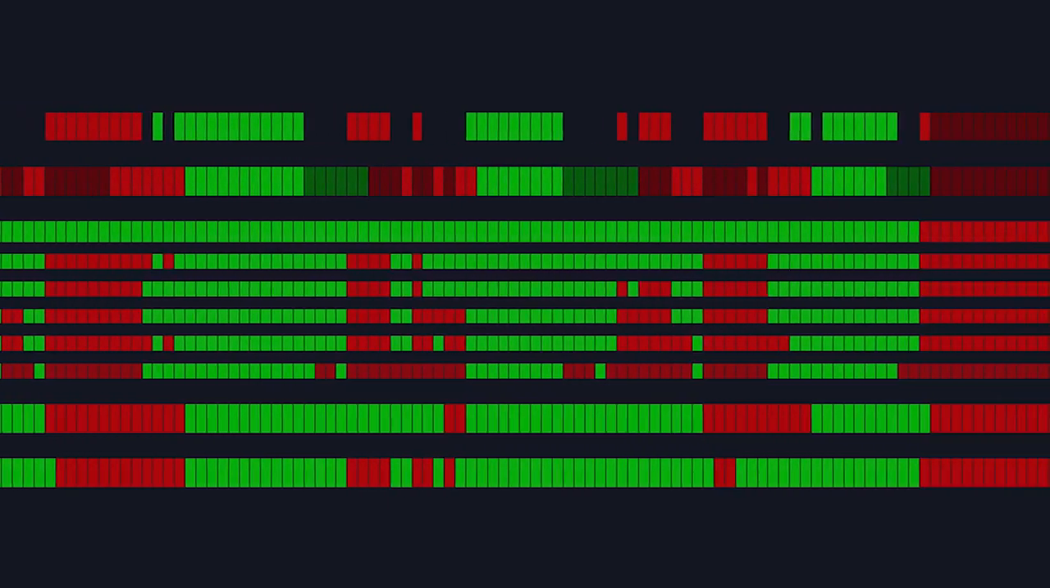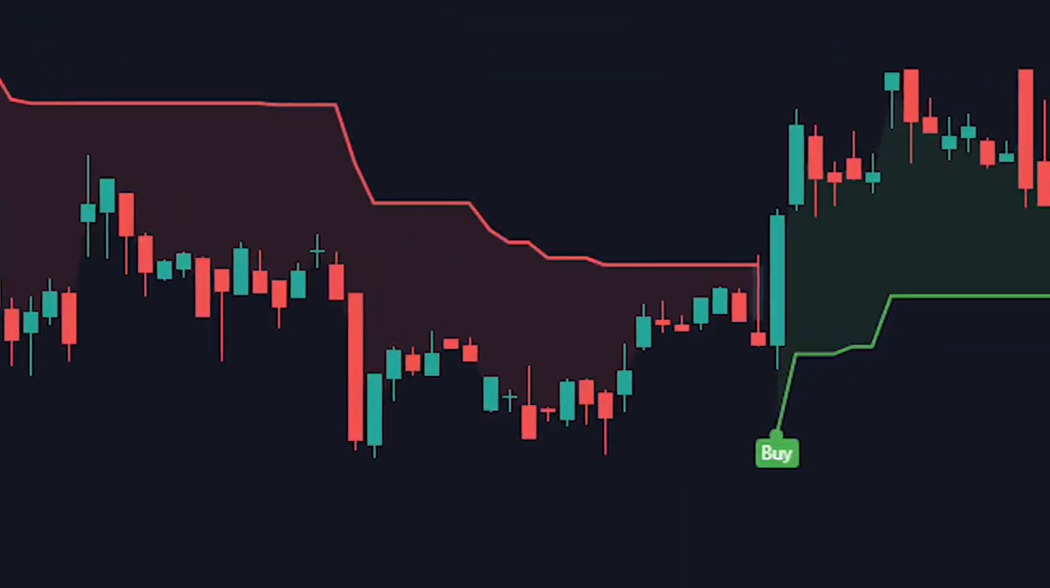False breakouts. Why are you the way that you are? But what if I told you there were indicators out there to, one, not only give you confirmation on your trades, but also help prevent you from entering trades like this? That would be pretty cool, right? Goddamn, that would be awesome.